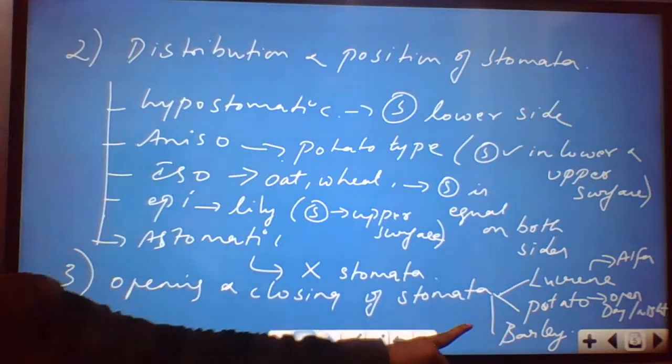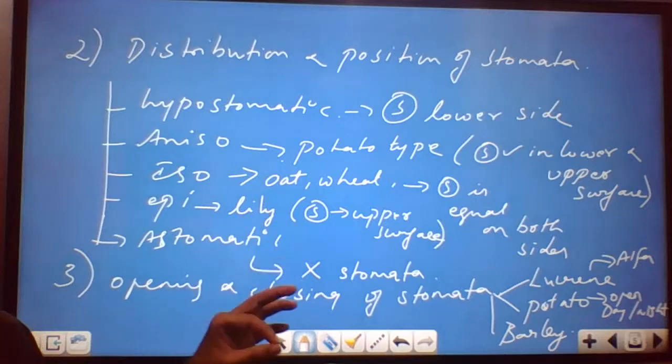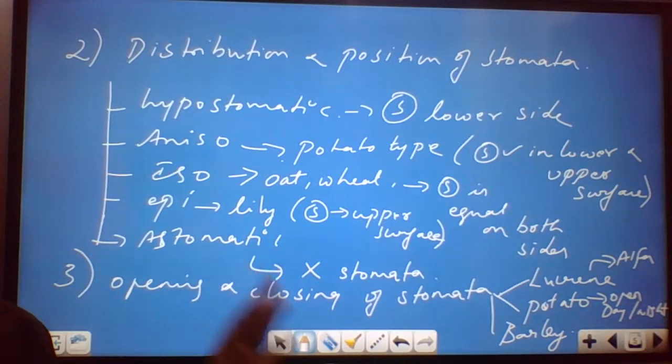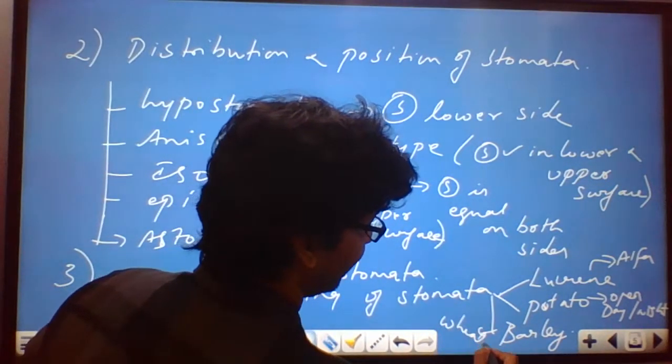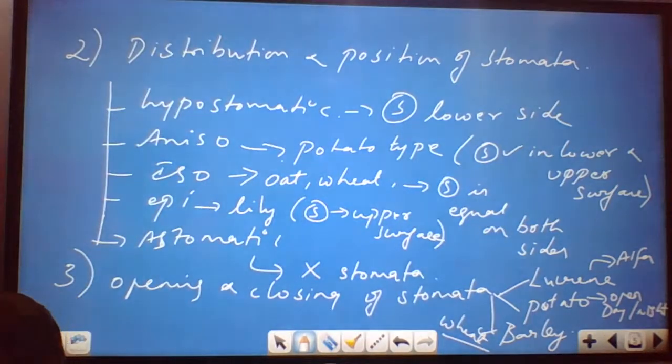Then comes the barley type. It opens only for a few hours in the day, and the remaining time it closes. Examples for the barley type are wheat and barley. In all these cases, it opens only a few hours in the daytime, and the remaining time it will be closed.